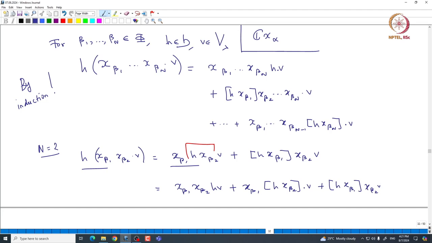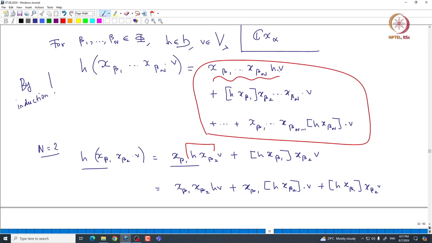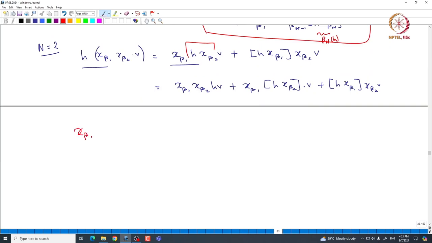Now you can generalize this using induction. Then you will get this formula, and this formula tells you that this gives you the weight λ of h, this corresponds to λ(h), and here you get β1(h), and here you get βn(h). So indeed this is exactly equal to (λ + β1 + etcetera + βn)(h) times x_{β1} etcetera x_{βn} applied on v. So indeed what we proved is that x_{β1} times etcetera x_{βn} times v sits inside the weight space V_{λ+β1+⋯+βn}. This is what we indeed proved.